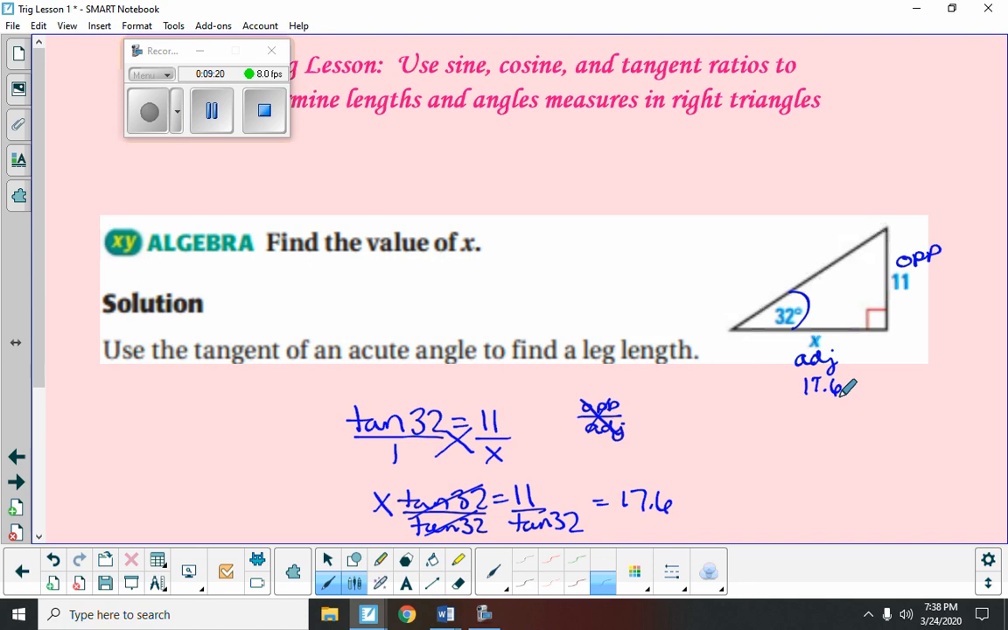I'm just looking for a different calculator real quick because mine is not, I want to double check. I don't have, mine were all gone when I came. Oh, there is one over there. 1 second. Okay, I'm in business. So 11 divided by tangent of 32. Yep, 17.6.